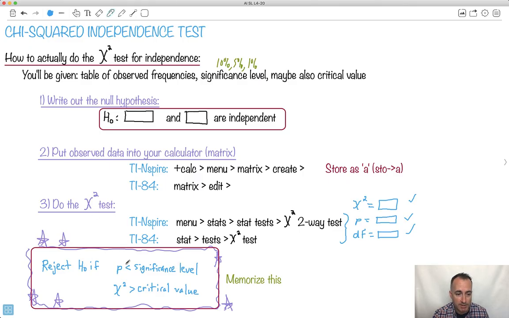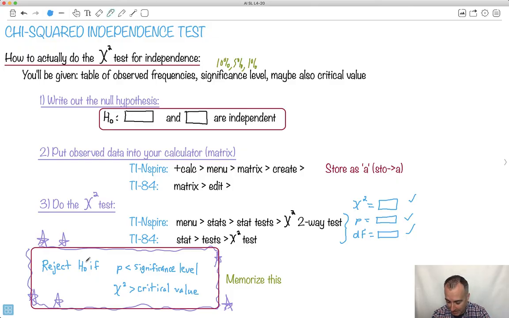Now, what happens if P is bigger than the significance level, or if the chi-squared is less than the critical value? Well, then you do not reject. You don't say accept, which is really weird. You don't technically accept it. All you can do is say, I don't reject it.